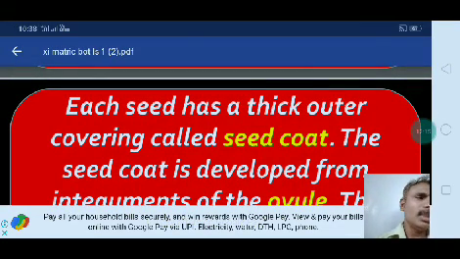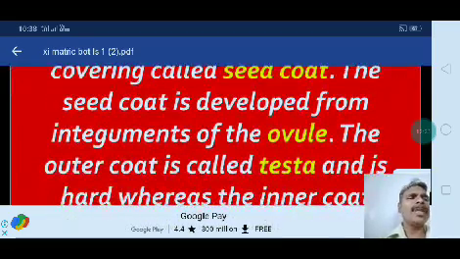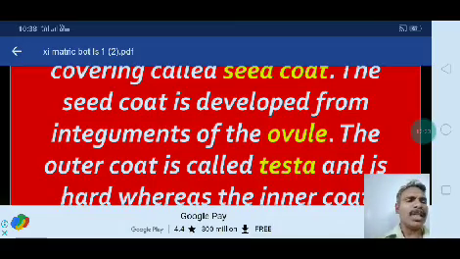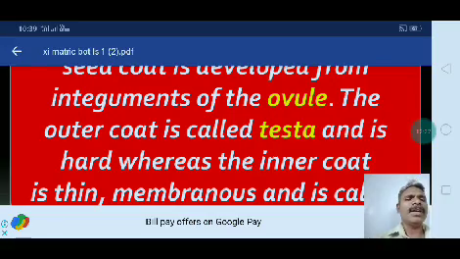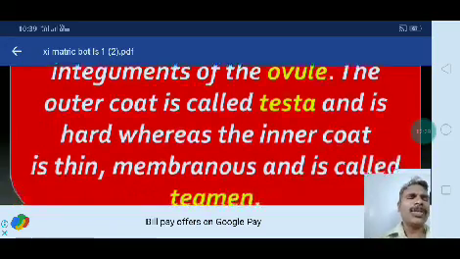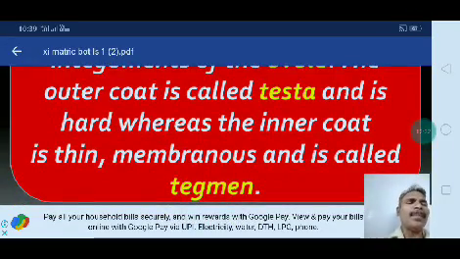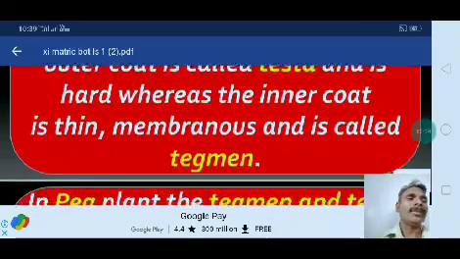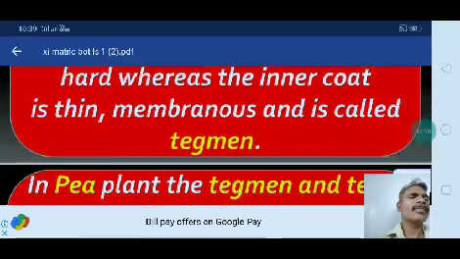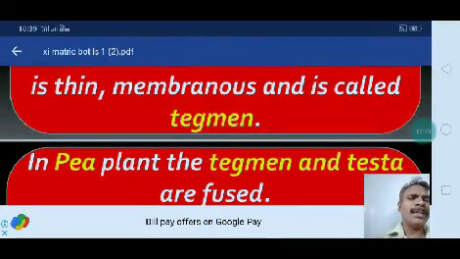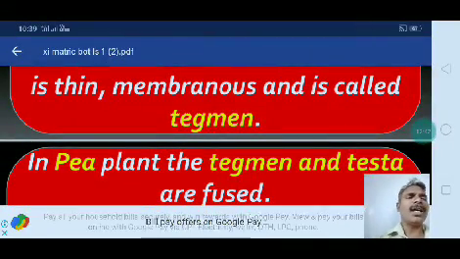There is a coat present, called the seed coat. It is a thick outer covering, developed from the integuments of the ovule. The outer coat is called testa, which we already studied, and it is hard, whereas the inner coat is thin in nature, membranous, and is called tegmen. Outer coat is testa, inner coat is tegmen. The inner coat is very thin, the outer coat is very hard.